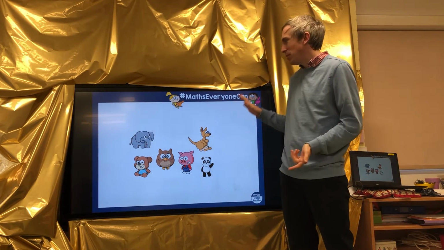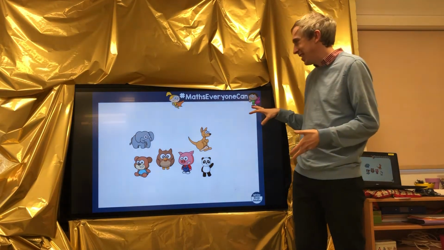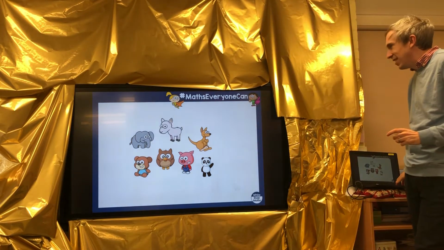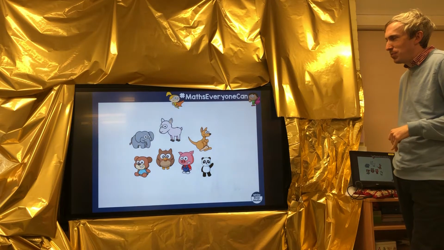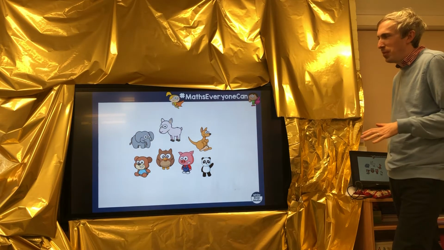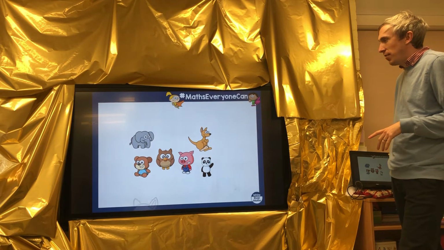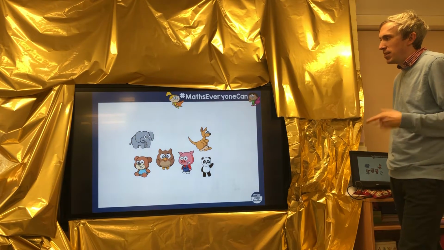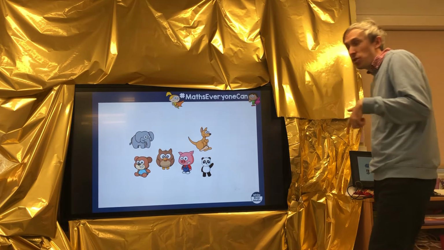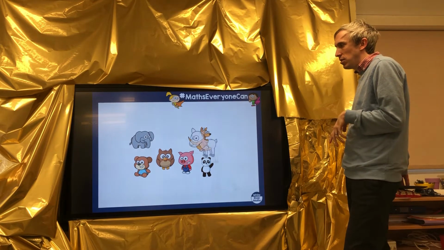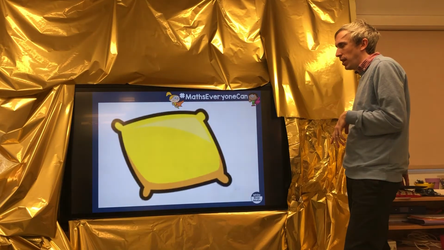Excellent, well done. So if you said 6, you were right. And let's see which animal was missing. Are you ready? There it is. There's our lovely sheep, goat. Not sure which one. Maybe goat, I think. So there was 7. And 1 disappeared. So now there is 6. Excellent. So we might even say 1 fewer than 7 is 6. Good, excellent. Okay, let's cover them up again.